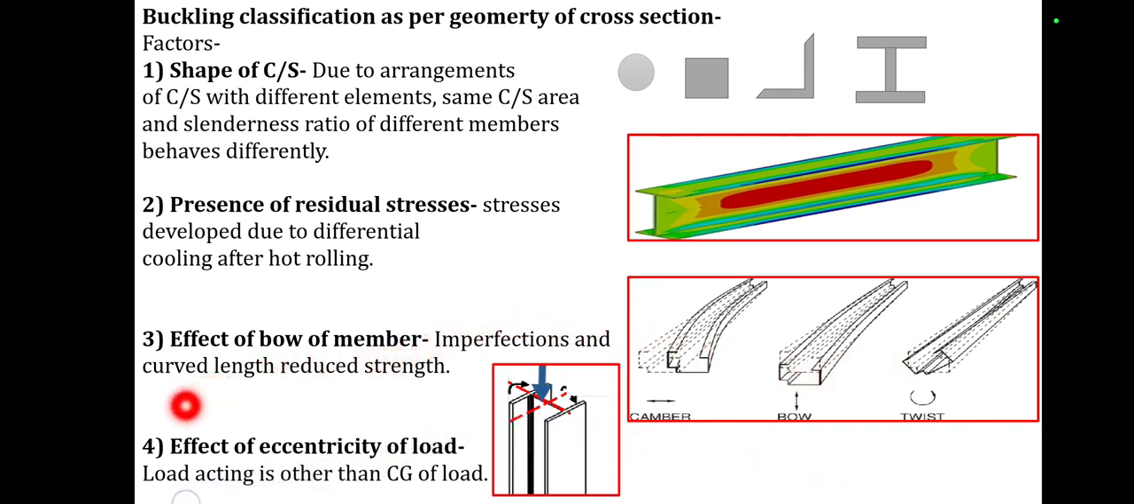The fourth one is the effect of eccentricity of a load. The load is acting away from the CG. Here the CG is being shifted due to the loading, and hence it changes the buckling classification of the section.